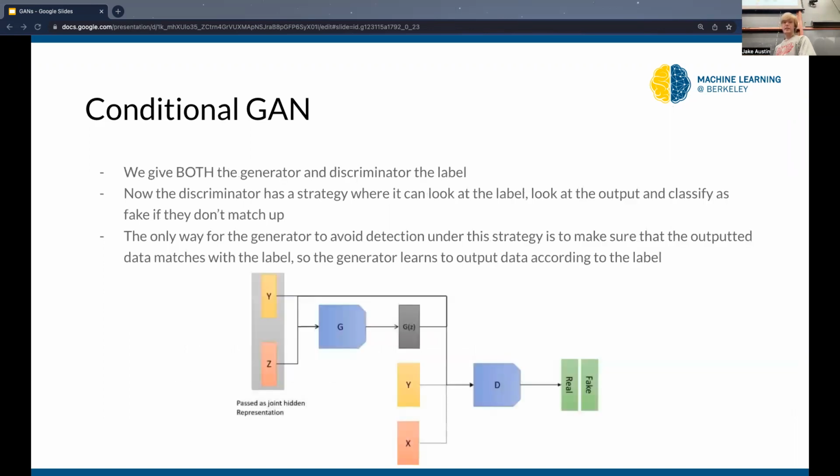But the basic idea with a conditional GAN is we're not just going to give the generator this label. We're also going to give it to the discriminator. And again, this is where the idea of game theory comes back in a really big way.